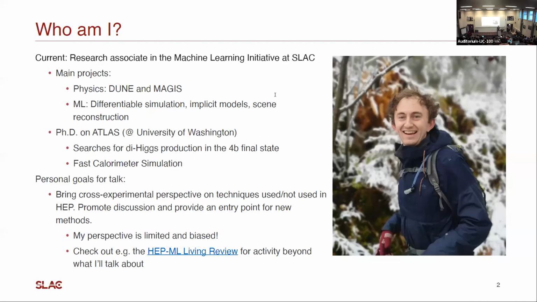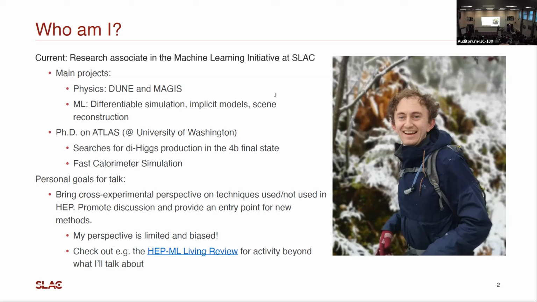So this will be mostly a methods overview talk. And since it's an overview, I think it's important to say a bit about who I am, because all of my examples are biased towards that. Currently, I'm working on this machine learning initiative at SLAC, which is a cross-experimental consulting effort for different experiments. On the physics side, the projects I'm working on are DUNE and MAGIS, and mostly that's differential simulation, and also implicit models and scene representation.